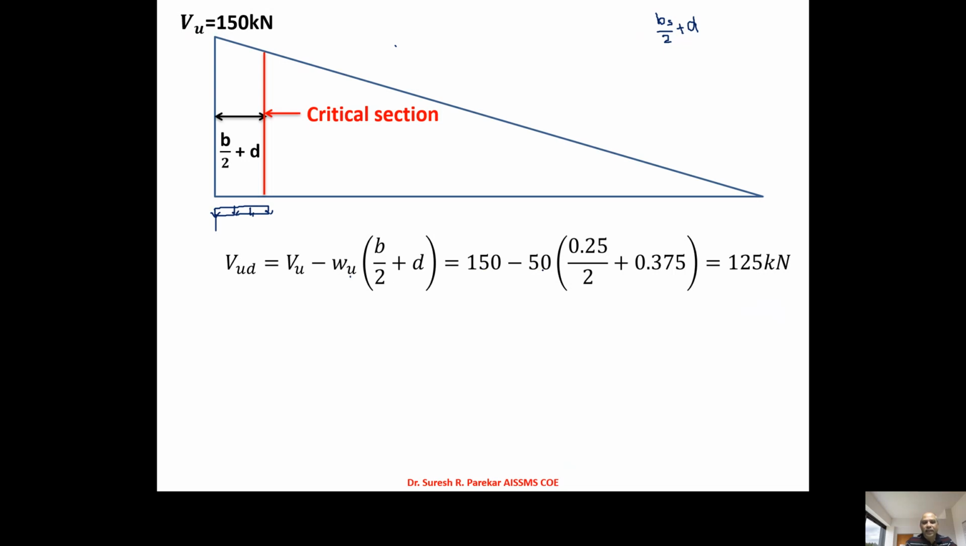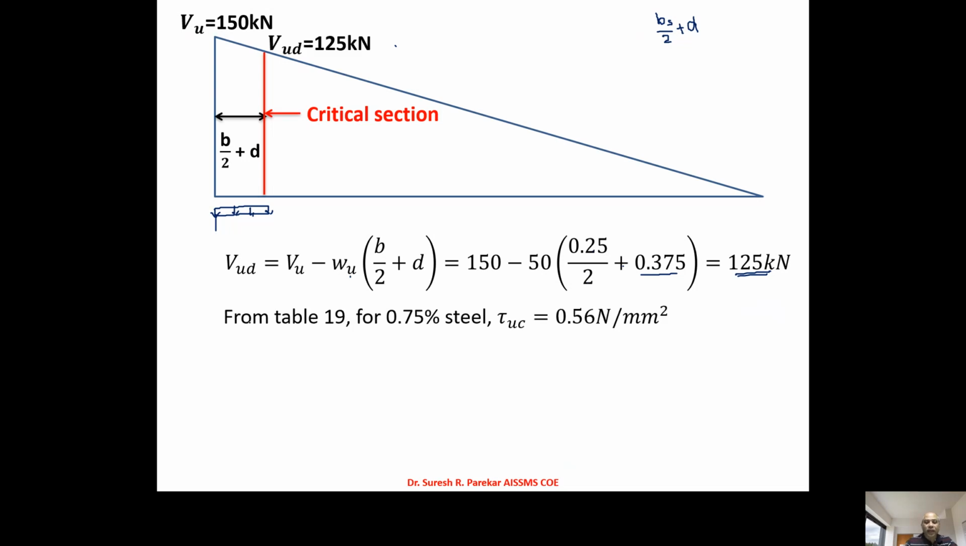Now 150 minus 50, as the UDL is given. The width of support is given as 250, so 0.25 by 2 plus effective depth, which is given as 0.375, and we will get it as 125 kilonewton, which is Vud. So Vud we have is 125 kilonewton.